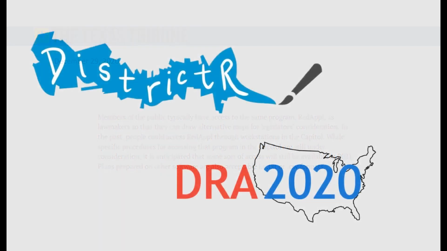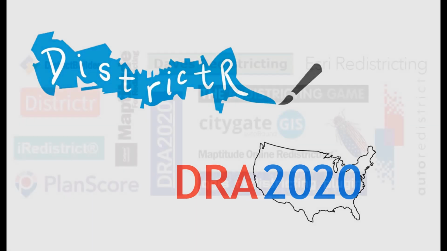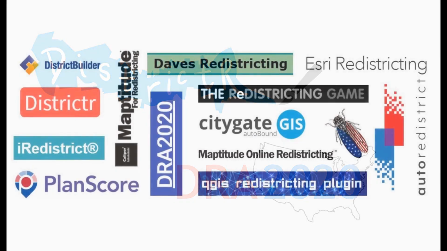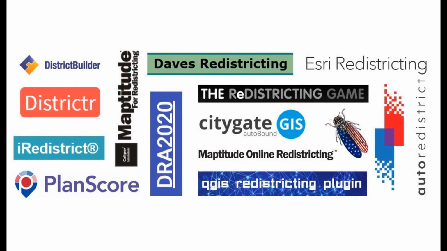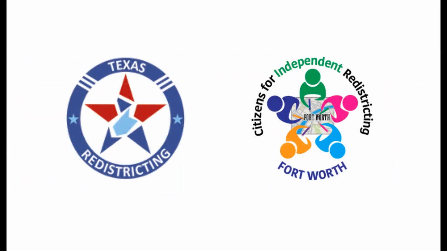For citizens who can't easily get down to Austin or gain special access to the state's official software, do-it-yourself applications like DISTRICTR and DAVE'S Redistricting will be an empowering and democratizing force in the upcoming cycle. Learn these tools. Follow what your legislators and their staff are doing in their maps. Find out how these maps are affecting your communities. Let them know we're watching.